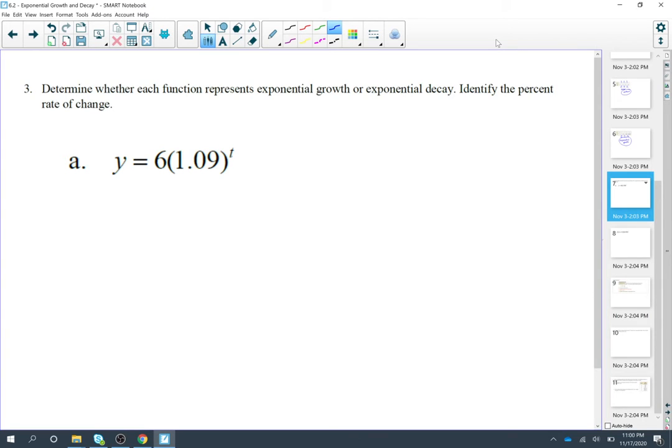Example 3. Determine whether each function represents exponential growth or exponential decay, and then identify the percent rate of change. Okay, so first of all, example A, keep in mind that if we're talking about exponential growth, we have y equals a times (1 plus r) to the power of t, and this is growth. And if we're talking about decay, we have y equals a times (1 minus r) to the t, and this is decay.